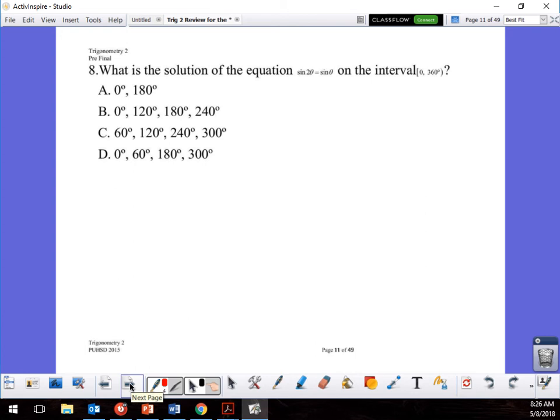What is the solution of the equation sine 2 theta equals sine theta over the interval 0 to 360? This is different than the previous one. So step 1, what should I do? You have to get them equal to 0. Excellent, very good. I'm going to go equal to 0 on this one. So I'm going to subtract sine theta from both sides. So sine 2 theta minus sine theta equals 0, right?